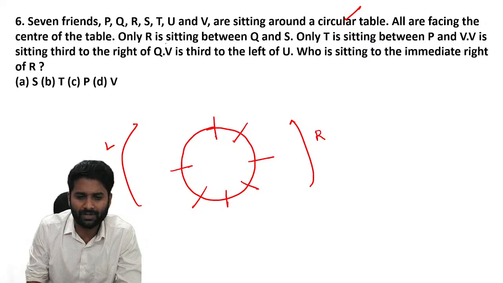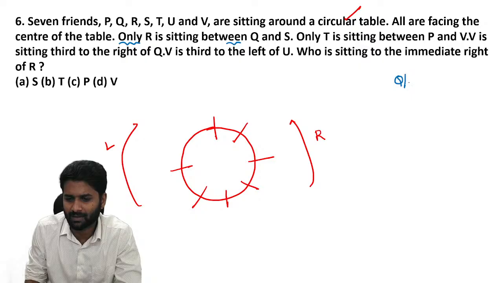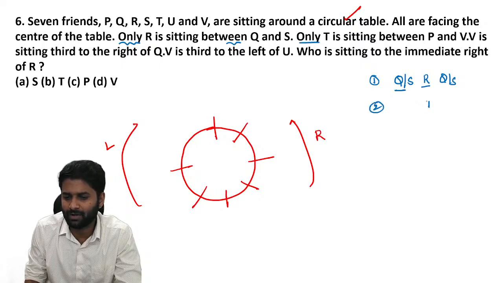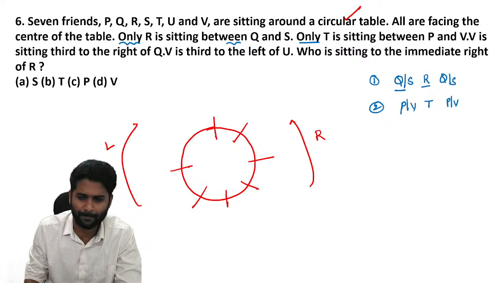Let's go through the points here. Only R is sitting between Q and S. Guys, R is sitting between Q and S. Take this point. Next, only T is sitting between P and V. We don't know which side of T the P and V are on. That's why we are using a slash.